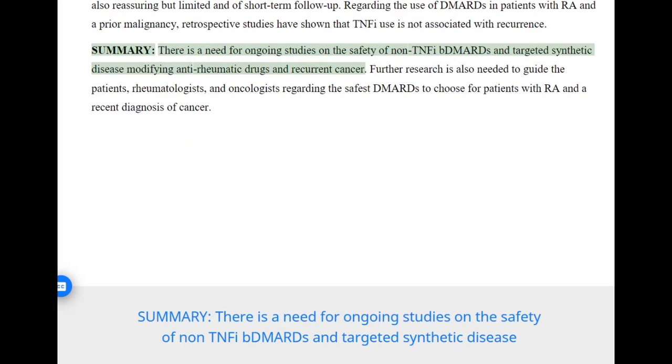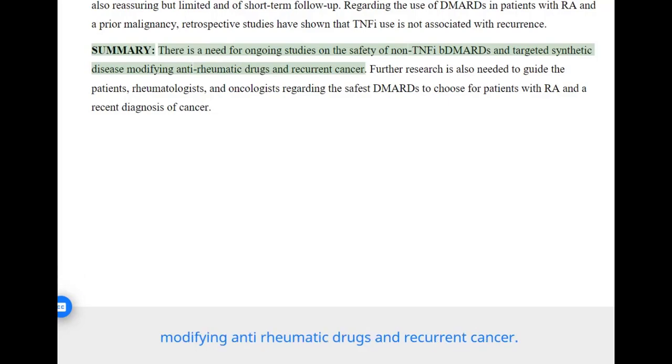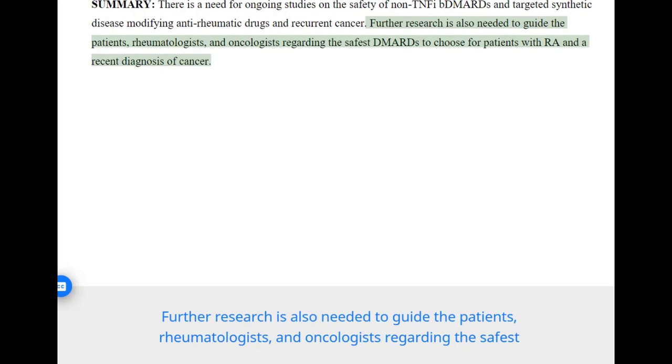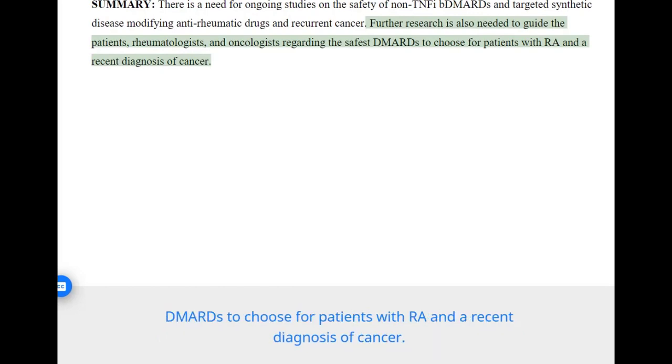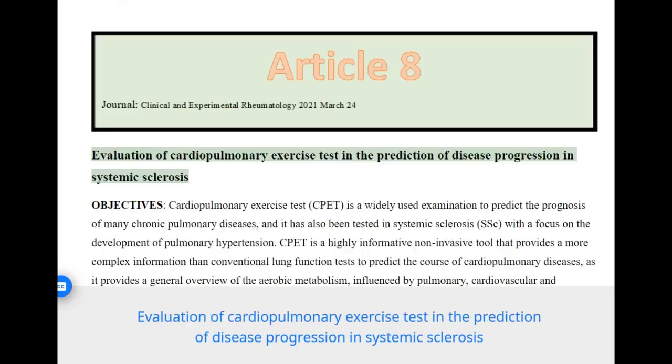Summary: there is a need for ongoing studies on the safety of non-TNF-β-MARDs and targeted synthetic disease-modifying anti-rheumatic drugs and recurrent cancer. Further research is also needed to guide the patients, rheumatologists, and oncologists regarding the safest DMARDs to choose for patients with RA and a recent diagnosis of cancer.